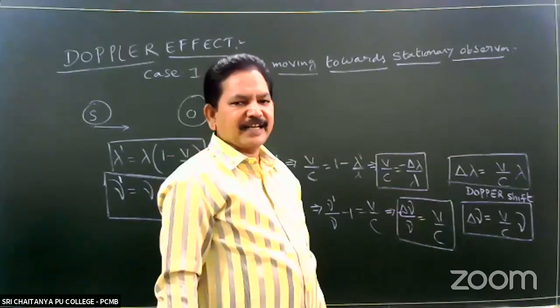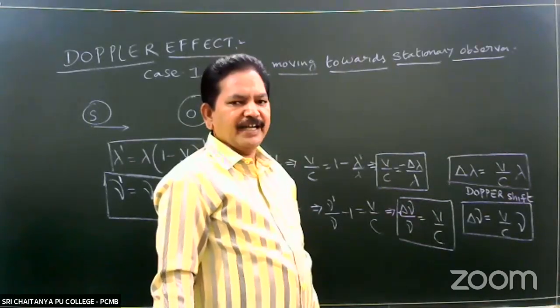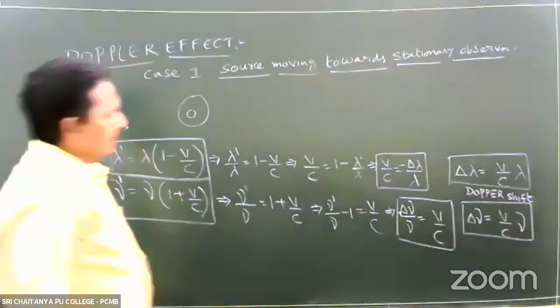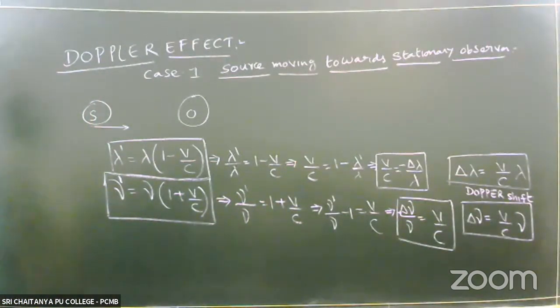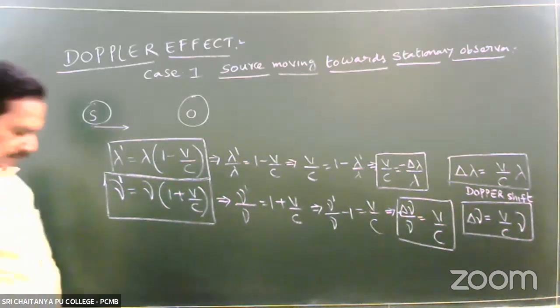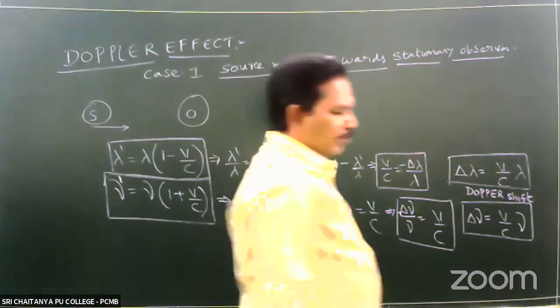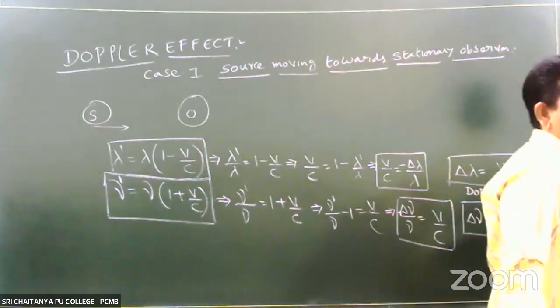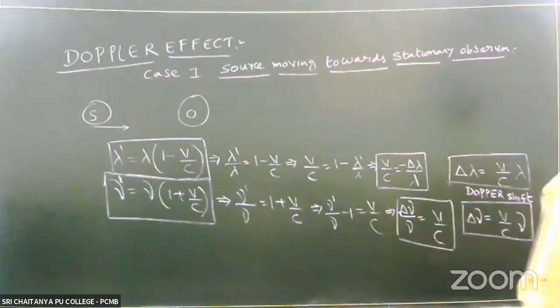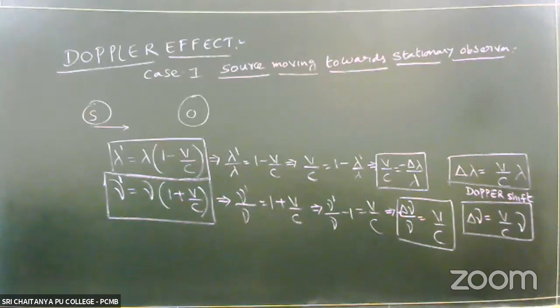Observer already at rest. So case 1 over. For competitive examinations, take down quickly. We will go to the next case. Source moving away from the stationary observer.